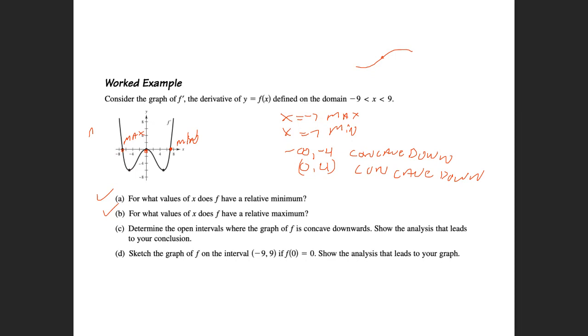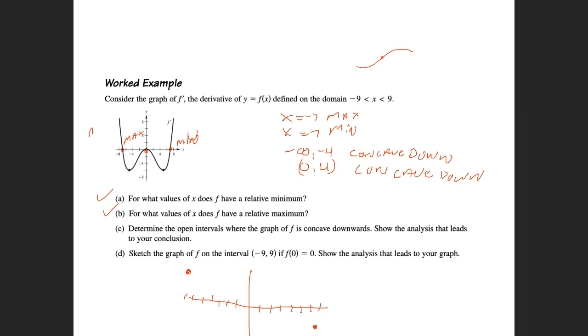Then it says sketch the graph. Okay, if I'm going to sketch this graph, I know that at negative 7, 1, 2, 3, 4, 5, 6, 7, it's going to be a max, and I don't care where I put it. At positive 7, 1, 2, 3, 4, 5, 6, 7, there's going to be a min, so let's put it down here. I could put it here, too.